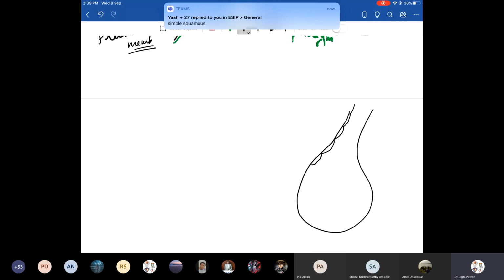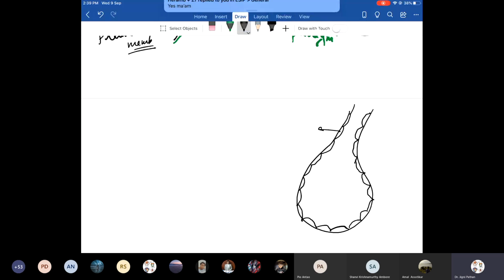Simple squamous epithelial cells. Sakshi, very good. Do you remember from the first class? Supra, very good. Simple squamous epithelial cells. Very nice. Very smart. Next. What are these cells? These are alveoli, simple squamous epithelial cells.